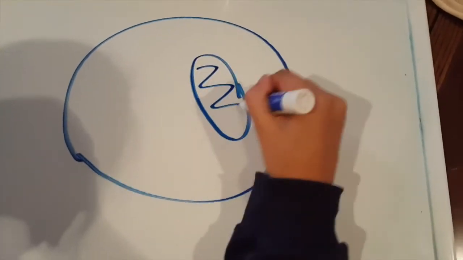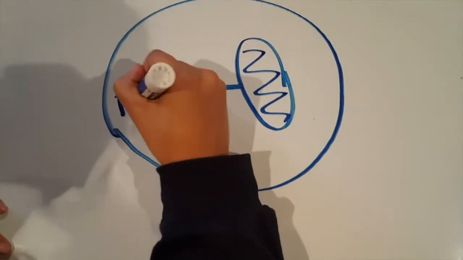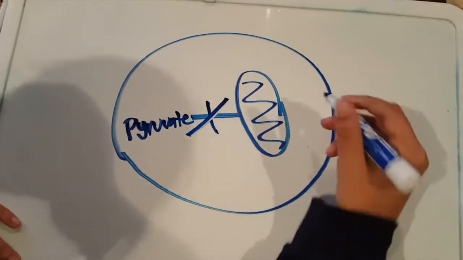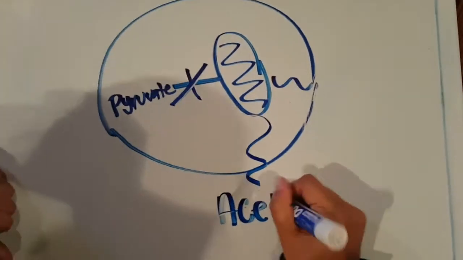After glycolysis, the Krebs cycle is supposed to happen, but since pyruvate is too big to enter the mitochondria, it has to be converted into acetyl-CoA.